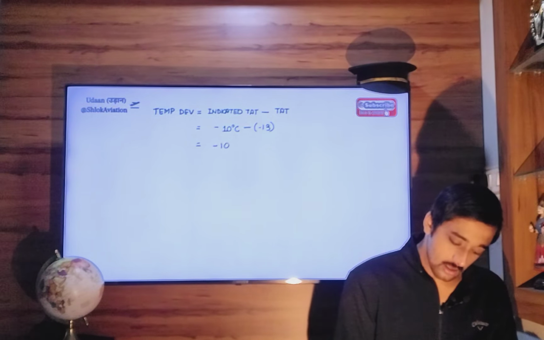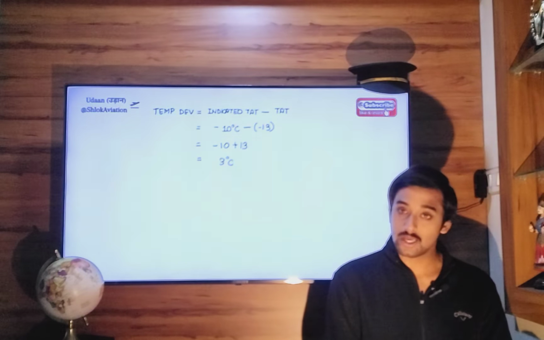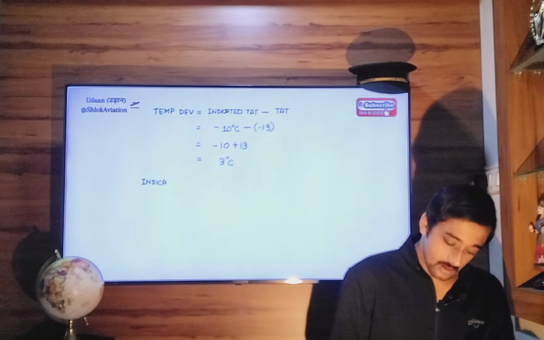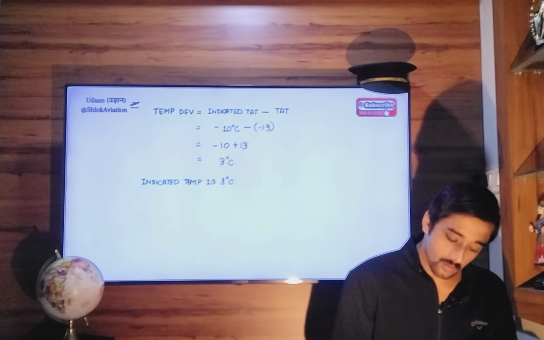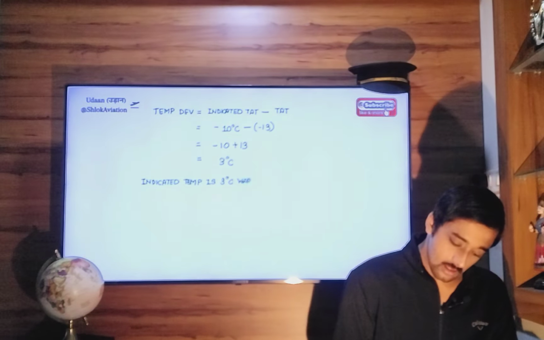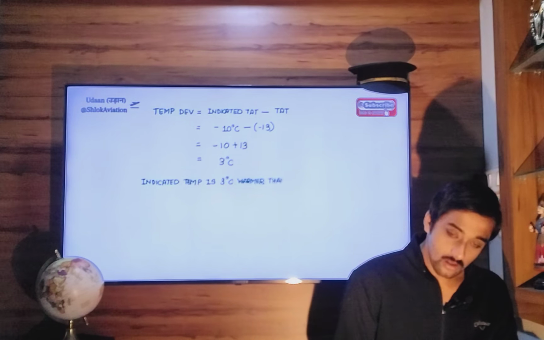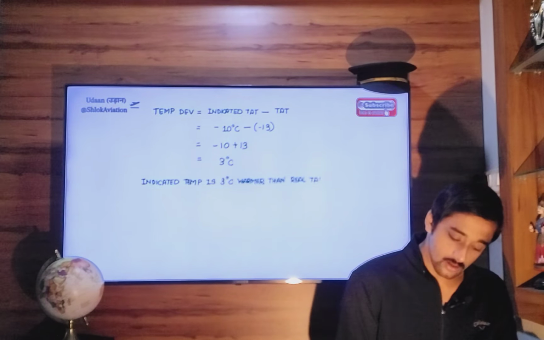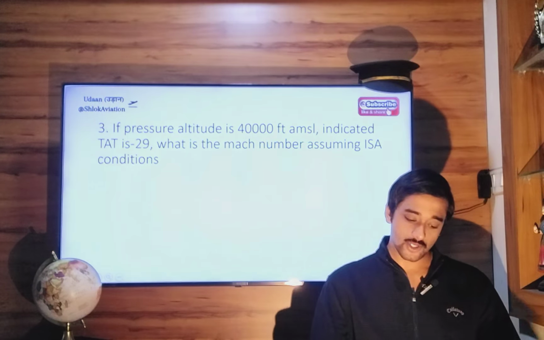So minus 10 plus 13 is 3 degrees Celsius. That means the indicated temperature is 3 degrees Celsius warmer than the real total air temperature. Next, the pressure altitude is 40,000 feet.